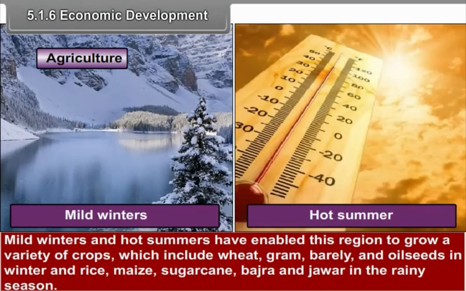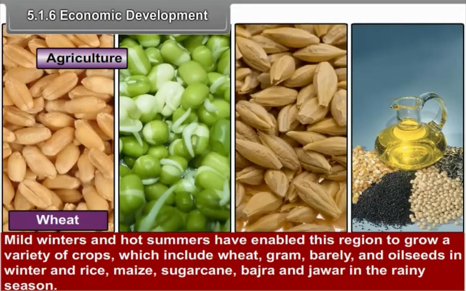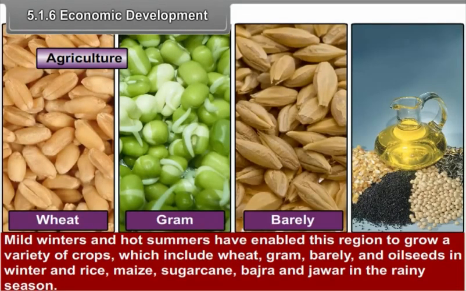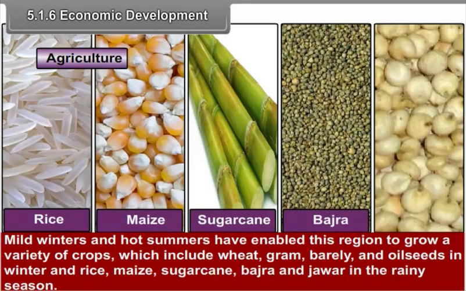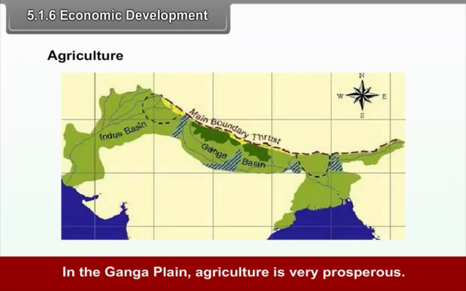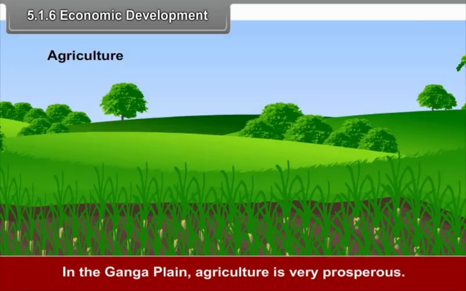Mild winters and hot summers have enabled this region to grow a variety of crops, which include wheat, gram, barley and oilseeds in winter, and rice, maize, sugarcane, bajra and jawar in the rainy season. In the Ganga plain, agriculture is very prosperous.